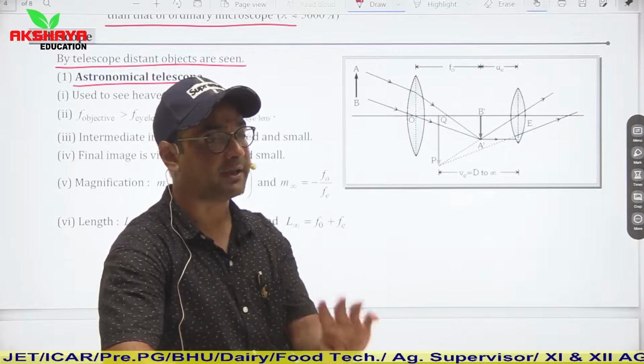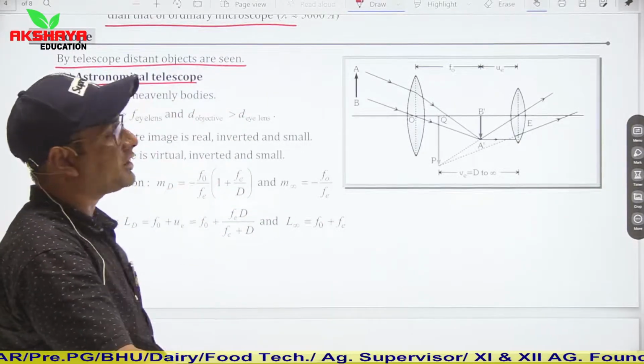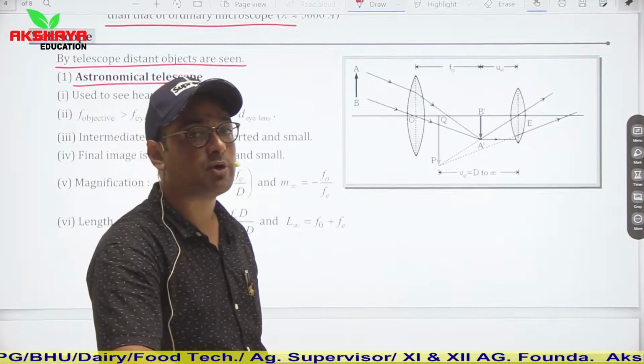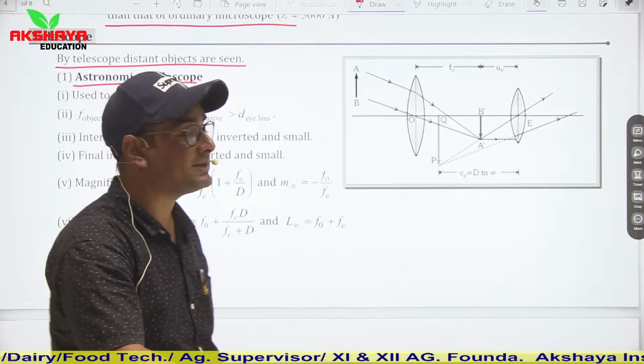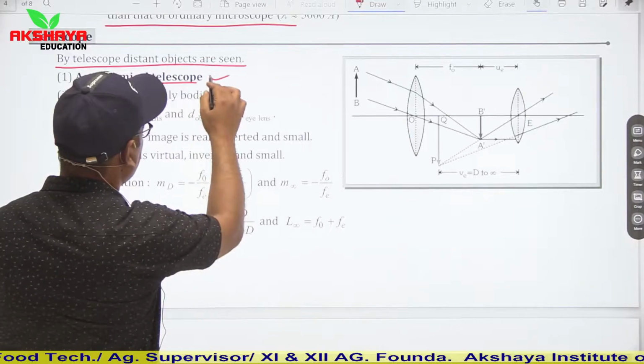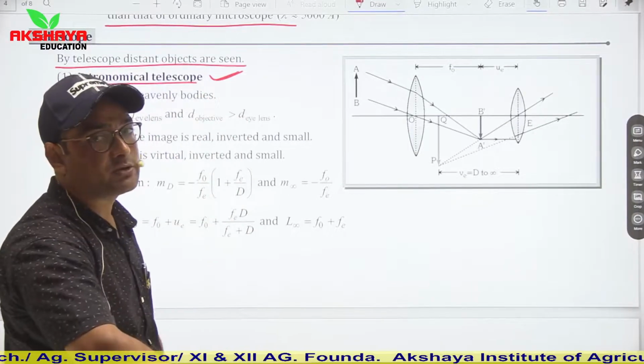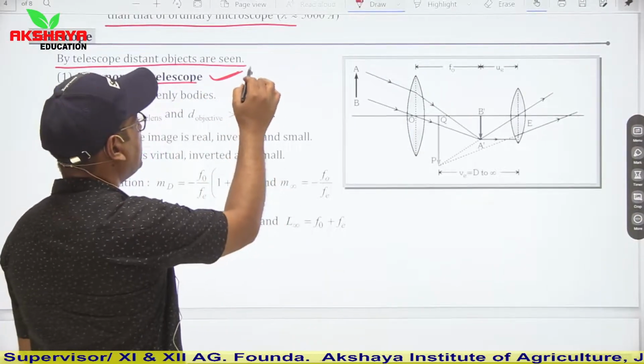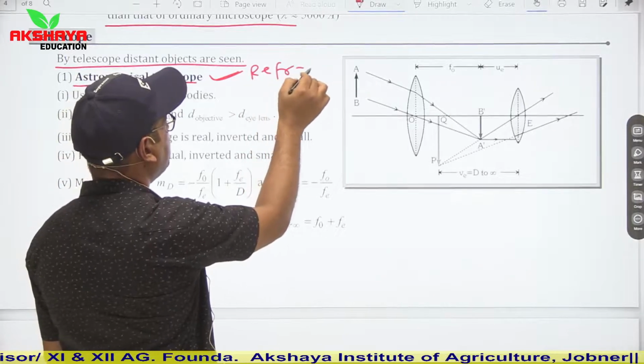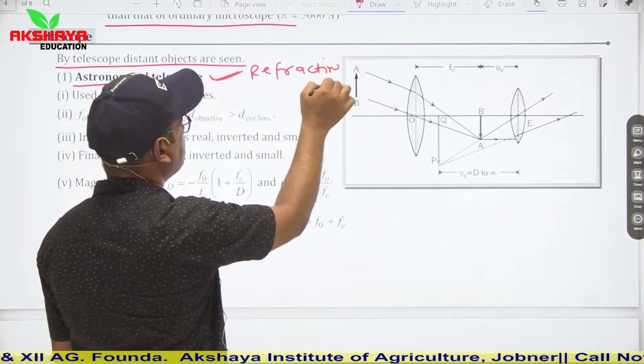Reflecting and refracting. First of all we are talking about the refracting type telescope, and our example of a refracting type telescope is the astronomical telescope. So the astronomical telescope is a refracting type telescope.